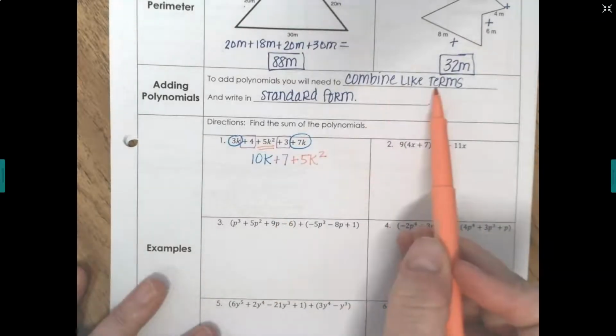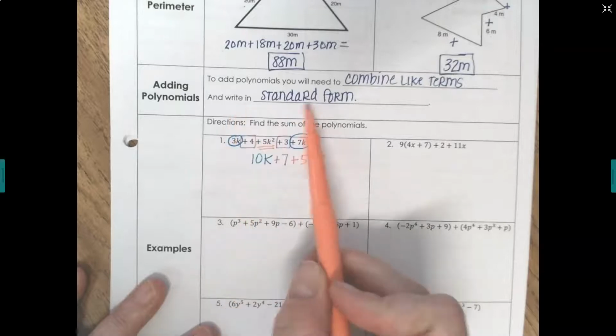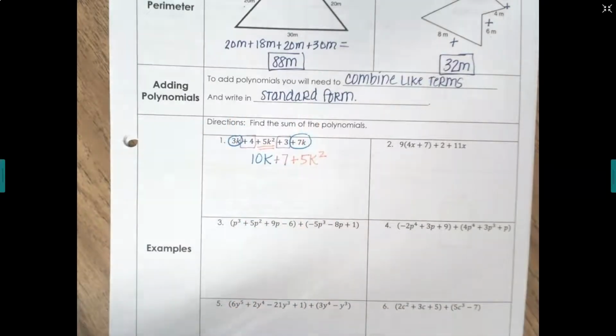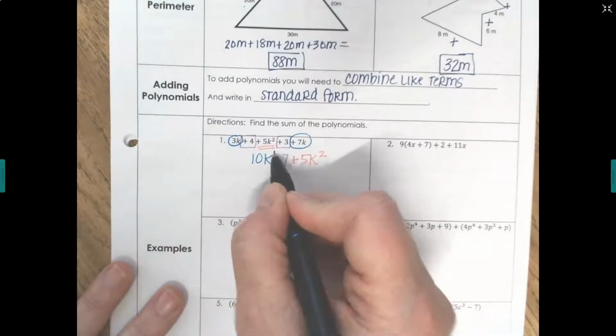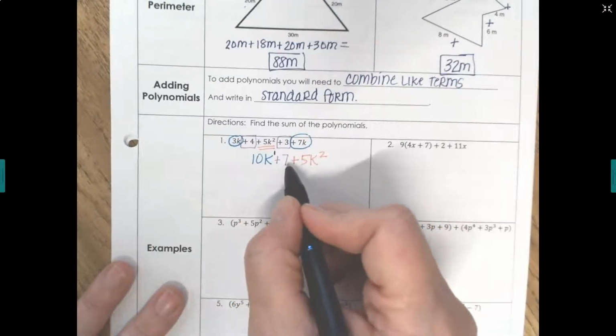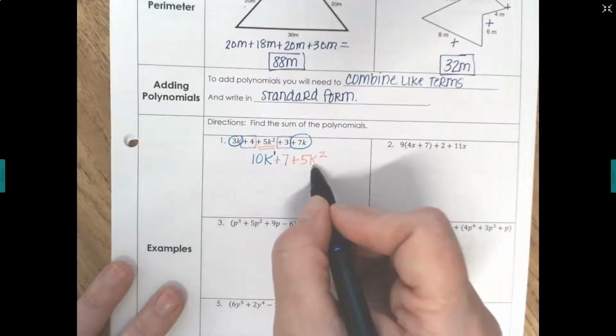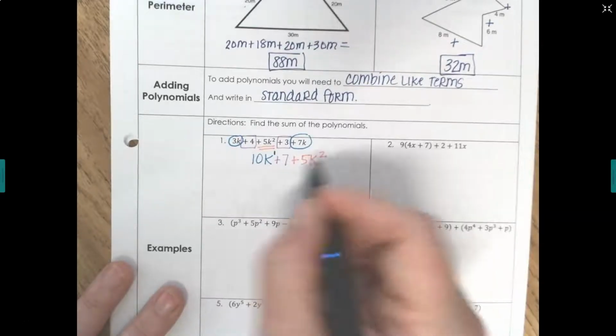Now, I combine like terms. The next part said write in standard form. So that means, remember, the largest exponent to the smallest exponent. We're looking at the degrees here. So when I look, this term has a 1 on the exponent. This term doesn't have an exponent because it doesn't have a degree because it doesn't have a variable. 5k squared, that's the biggest exponent.